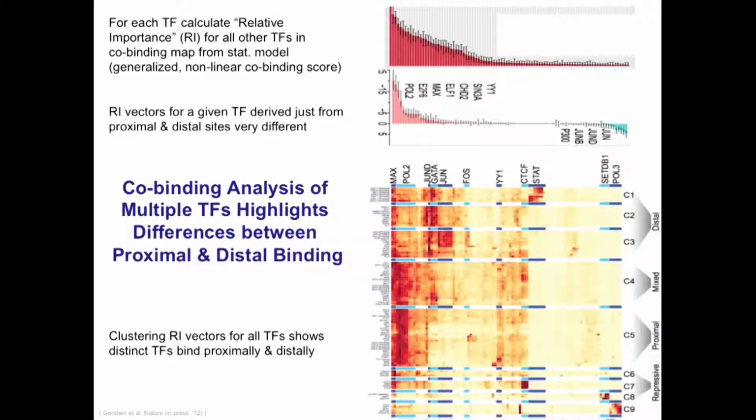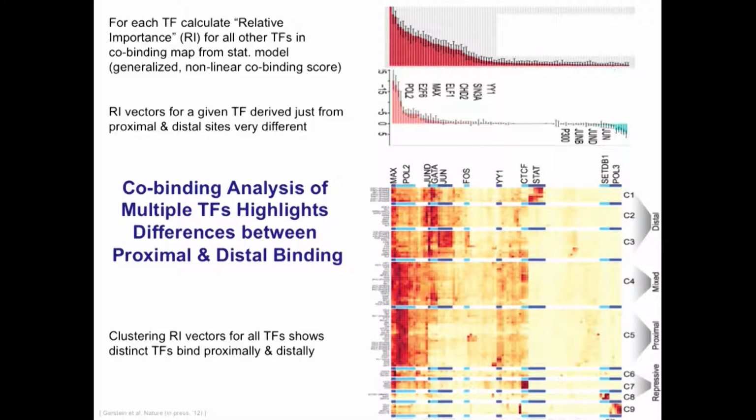Now, it turns out, I'm not going to go into this in any detail, but if you simply correlate the binding of factors, it gives you a co-occurrence matrix. But you can do a little bit better than that, and people can do more sophisticated things than necessarily correlating things.